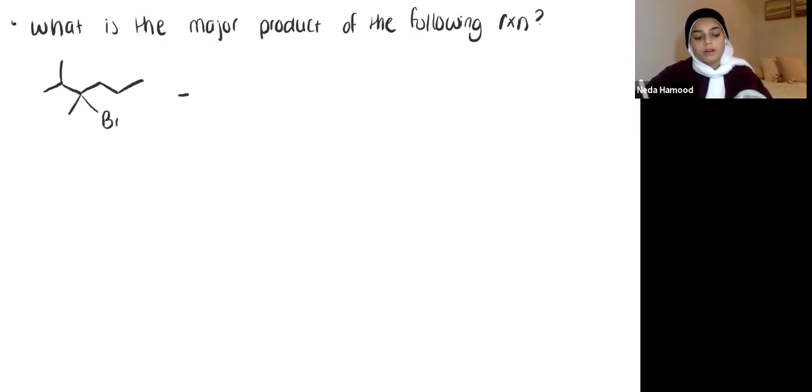So let's say we have Br and then KOC(CH3)3. So what do you guys know about this? Do you guys know the name for it? Is it a bulky base? Butoxide, or potassium butoxide.